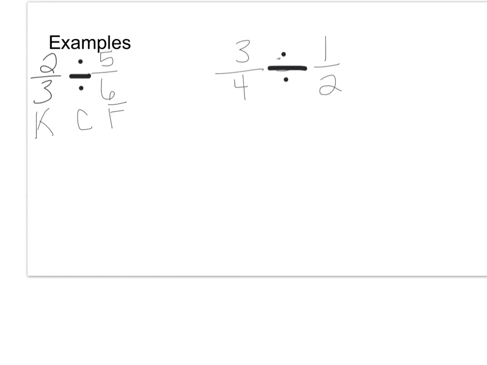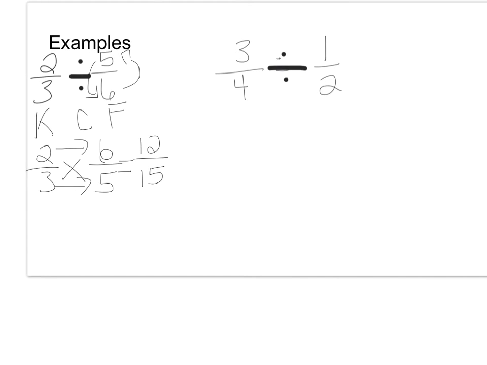So I'm going to keep my first fraction, change division to multiplication, and flip your other fraction. Now you just have a plain multiplication problem that you're used to from the last lesson. You just multiply across. This is going to give us 12/15.